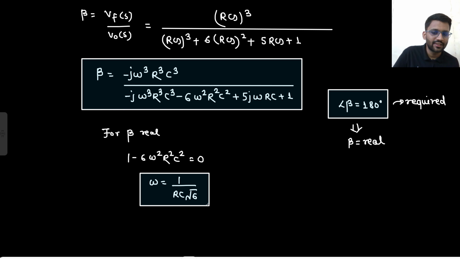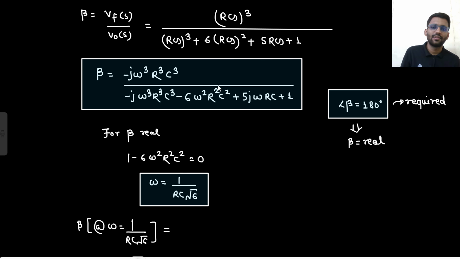Is this the frequency of oscillations? We cannot say. First we need to check if I am getting 180 degree phase shift or not. So beta at omega equal to 1 by RC under root 6. This is going to be 0, so I am not going to write it. j and j are getting cancelled. So here I am left with omega cube. So what will be my omega cube? That would be 1 by 6 under root 6. This will be my omega cube.